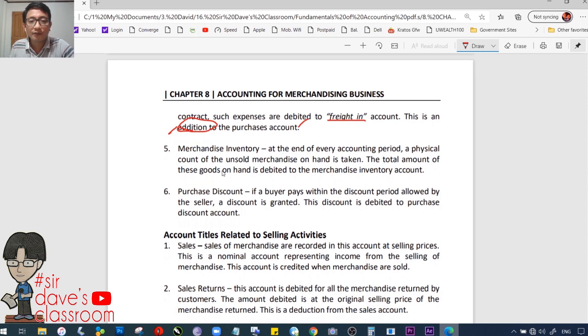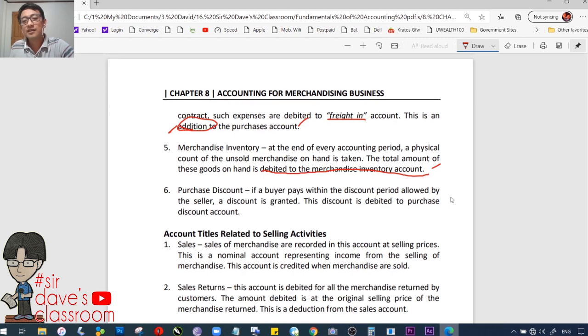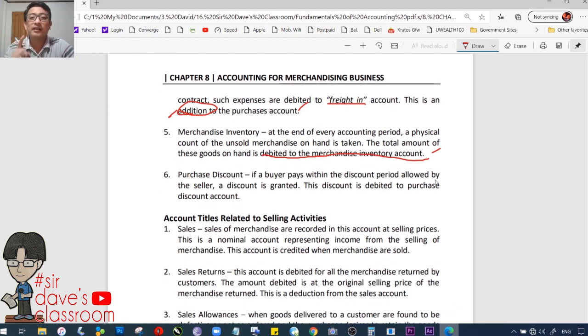Number 5, inventory, merchandise inventory. At the end of every accounting period, a physical count of the unsold merchandise on hand is taken. The total amount of these goods on hand is debited to the merchandise inventory account. So, pagdating dito sa ating merchandising business, yung ating pinamimili, yung ating binibenta is called merchandise. It is debited to the so-called merchandise inventory account.